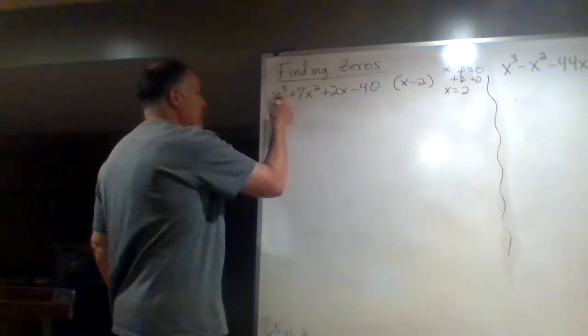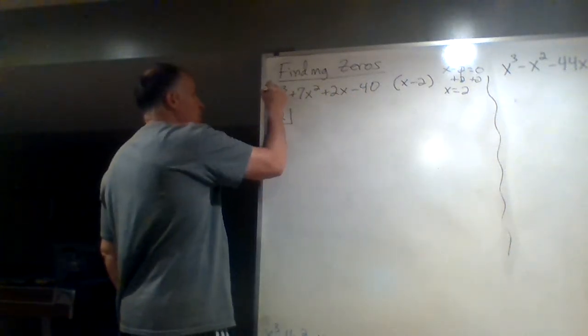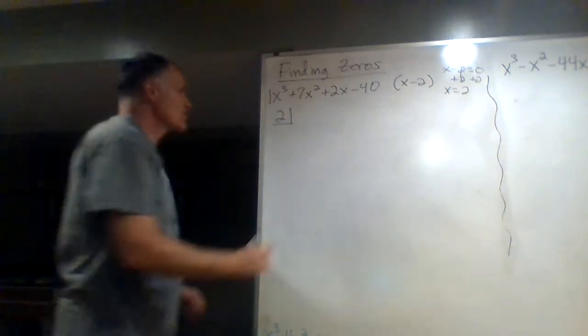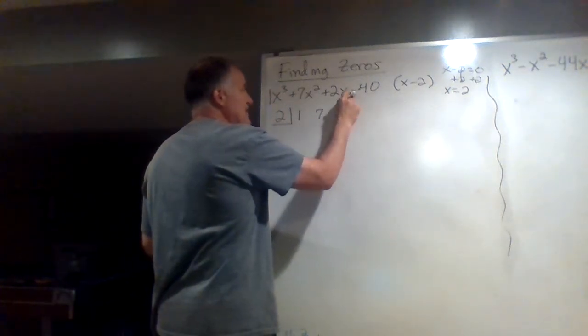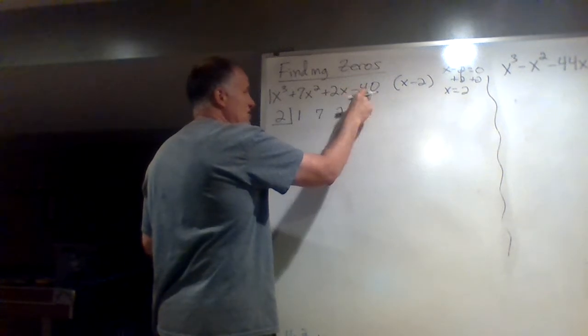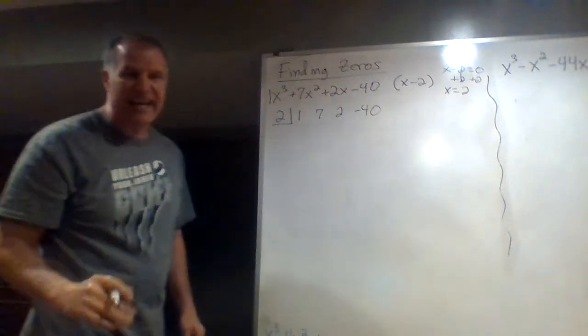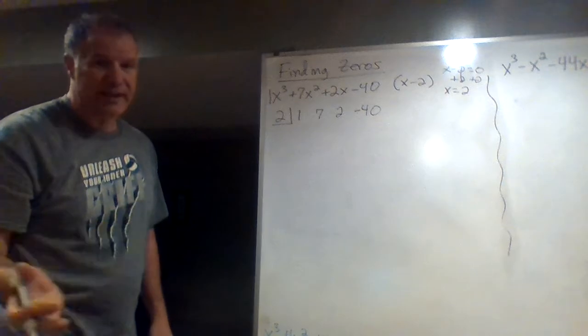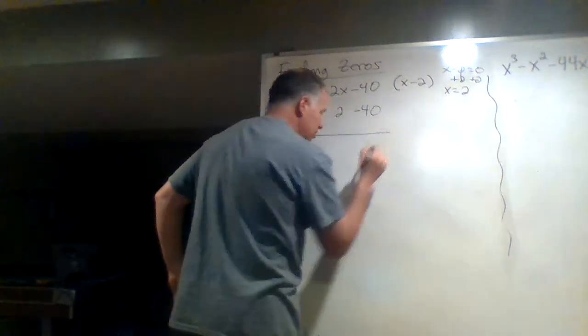Okay? Now remember, I need all the coefficients. When there's no coefficient here, remember we put a 1. So my coefficients are 1, 7, 2. But see, this is a -40. So remember, I got to have the negative. If you forget that negative on the 40, that's going to throw everything off. Okay. Let's go ahead and do this.